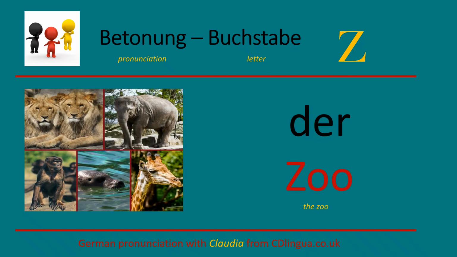Der Zoo. You realize it's quite different to the English as in zoo. So the Z is not soft in German. It's really sharp. So it's der Zoo. Like Betsy, der Zoo.